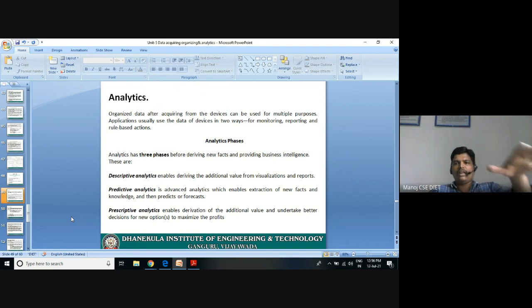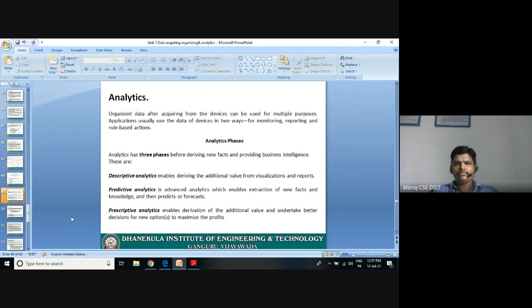So the data is stored in our database, and there are a number of purposes. We can use that organized, analyzed data, which we acquired and stored in a systematic manner, for multiple purposes in the future. It can also be useful for making our applications, and our applications will utilize all such organized data. So our applications will use the data collected from devices, and there are two ways in which they usually use it.